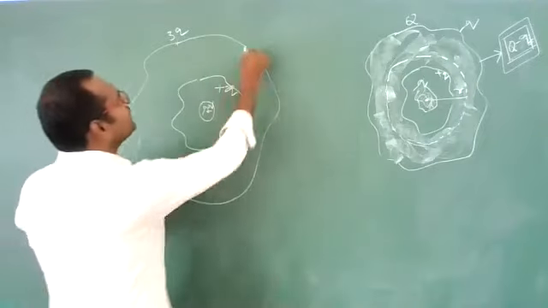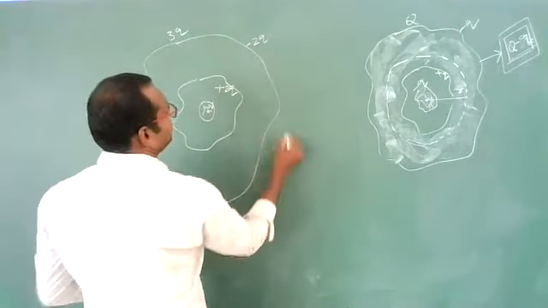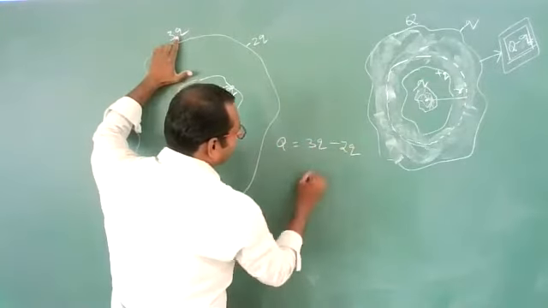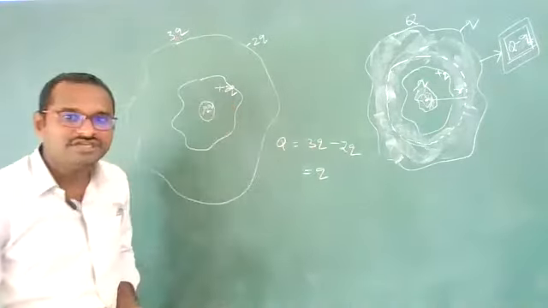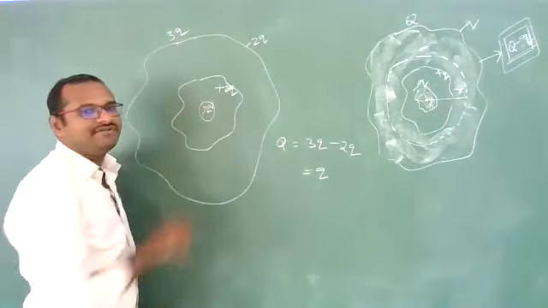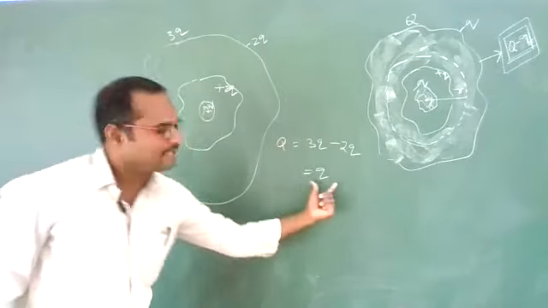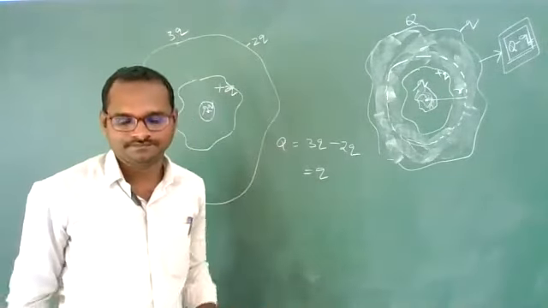Clear? Then here it will become minus 2q. Then total charge will become plus 3q minus 2q, which is nothing but q. Means if we keep minus 2q charge inside this cavity, total charge on the outer surface will become plus q only.